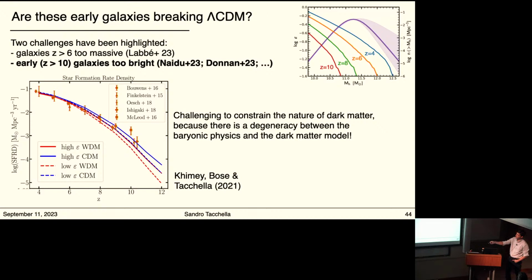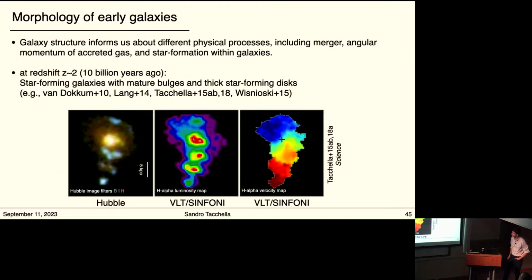And what you can see here is that there is this very nice degeneracy between having a warm dark matter model and increasing the star formation efficiency versus a cold dark matter model and lowering the star formation efficiency. So again, it's very difficult, I think, to learn about cosmology and the dark matter model as long as we don't have a full understanding of the baryonic physics.